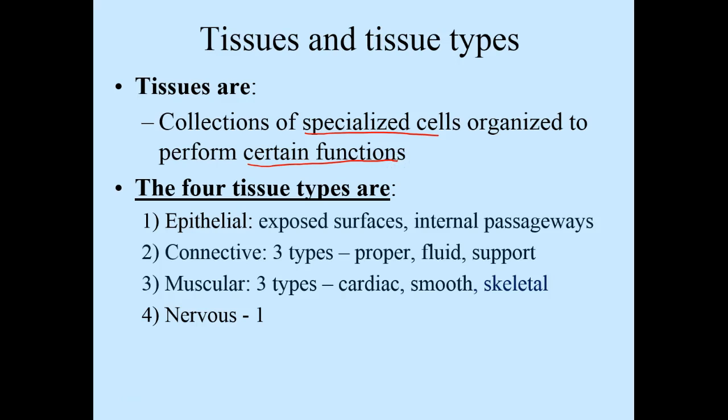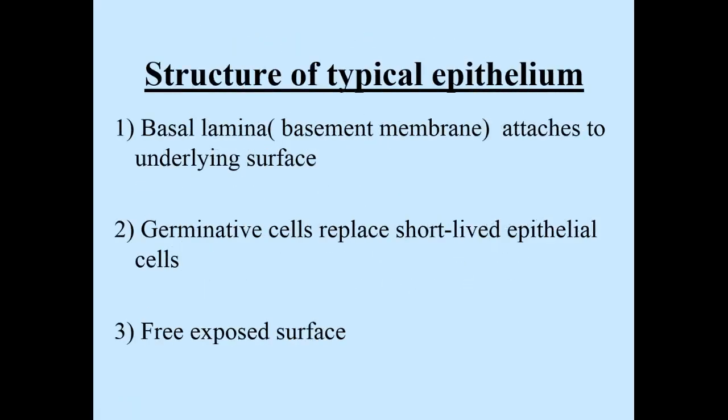There's 4 types of tissues that we'll be studying. The first type is epithelial. Second type is connective. Third is muscular. And then the fourth is the nervous. Let's start out with the epithelial tissue.